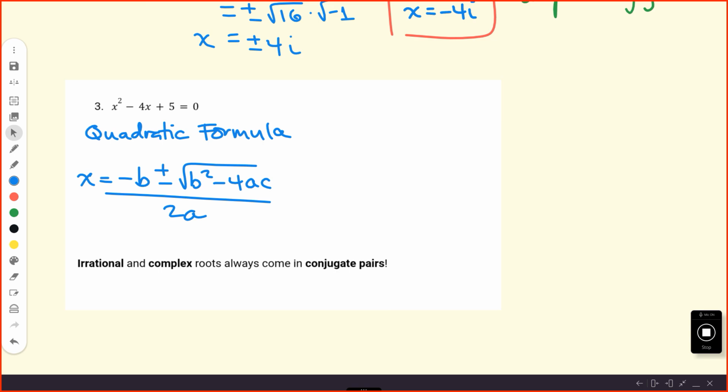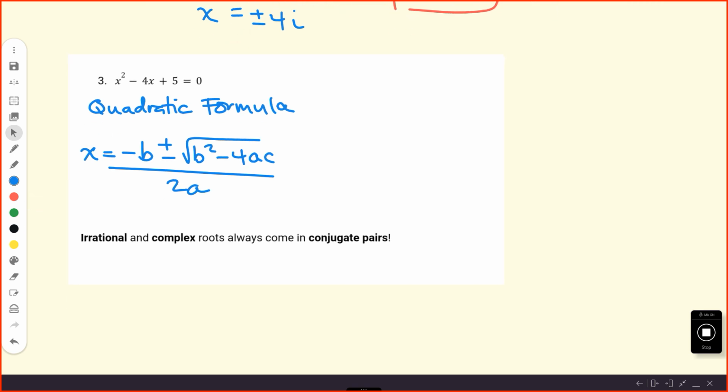Here we're going to identify our a, b, and c so that we can plug them into the formula and solve for the zeros. Again, on the test, some of the polynomials are not factorable, so we have to know how to use other methods. What is your a value here? 1. A, b, and c are just coefficients; c is your constant. What is your b? -4. And what is your c? 5. So we're going to plug in all these values into the formula and solve for our zeros.